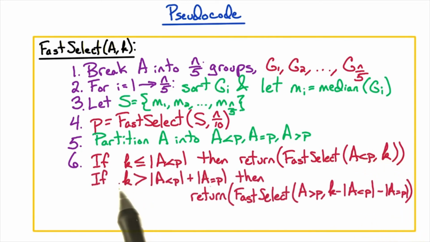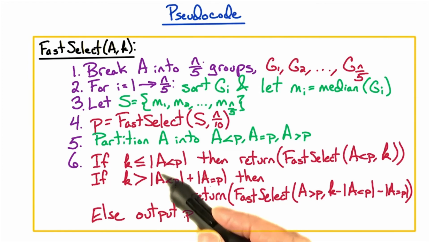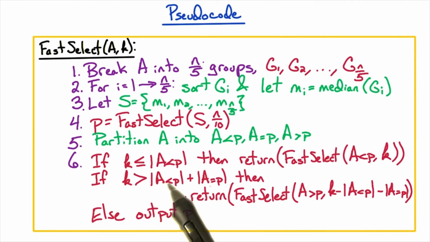Now if K is bigger than the size of the small set plus the equal set, then we know the K smallest lies in the big set. So we recursively run fast select on the big set with K scaled: we set K equal to K minus the size of the small set and the equal set, this part that we discarded. Finally, if neither of these two cases held, then we know that the K smallest lies in the equal set, and therefore we simply output P. These three cases are the same as we detailed before for the quick select algorithm. This completes the pseudocode for our algorithm.